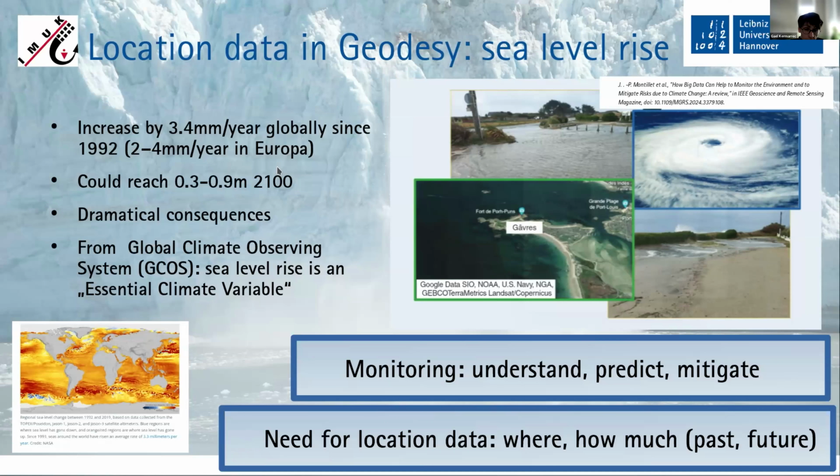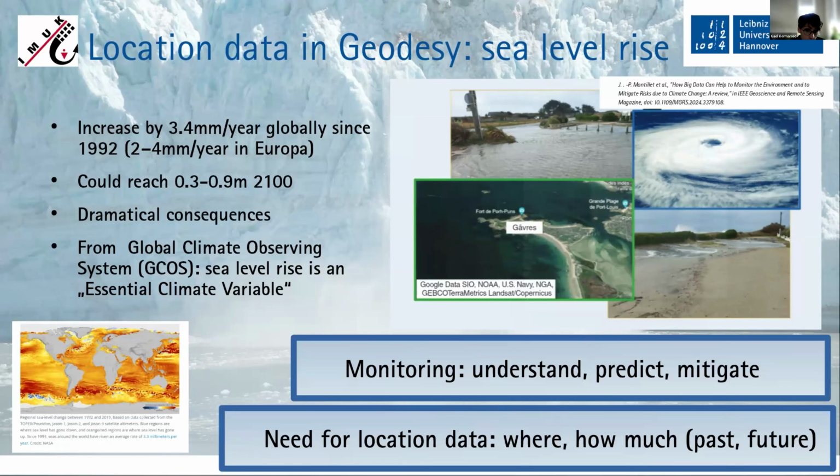For sea level rise, as an essential variable, it is important to monitor it, to understand it, to predict it, in order to find mitigation strategies. So for a place like half of Iceland that may disappear in a few tens of years, 20 years, I don't know, it is important to find mitigation strategies. How do I deal with the buildings there and the infrastructure and so on? Do I have to move them?